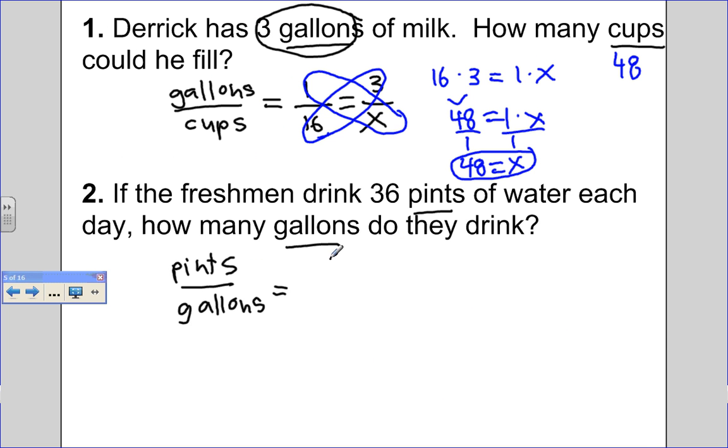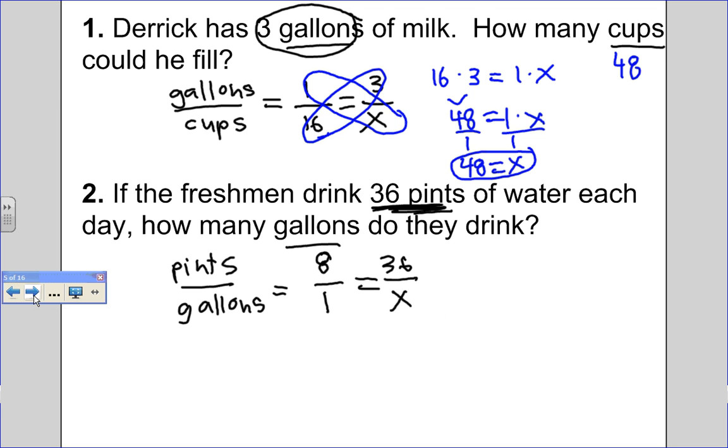So we know there's going to be 8 pints in the gallon, and I'm making sure I write them on the right level. 8 goes with the pints, 1 goes with the gallon. The next number is 36 pints, taken right from the problem. So since pints is on top, I'm going to put the 36 on top. And my x is going to go on bottom. I'm going to trust that you know how to solve that one on your own so you can get your answer of how many gallons the freshmen drink.